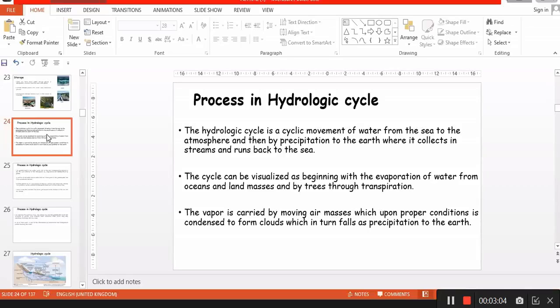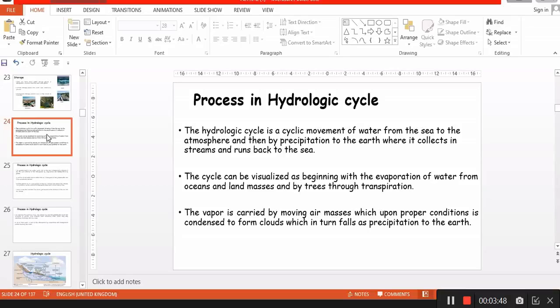The second point: the cycle can be visualized as beginning with the evaporation of water from oceans and land masses, and by trees through transpiration. I have already discussed this one. Part of the precipitation will move into the soil, which is called infiltration, and the rest will move over the surface of the soil, which is called runoff. This runoff will take a certain amount of water. That's the process of surface movement of water, and the water will be taken into the sea. This is basically due to runoff.